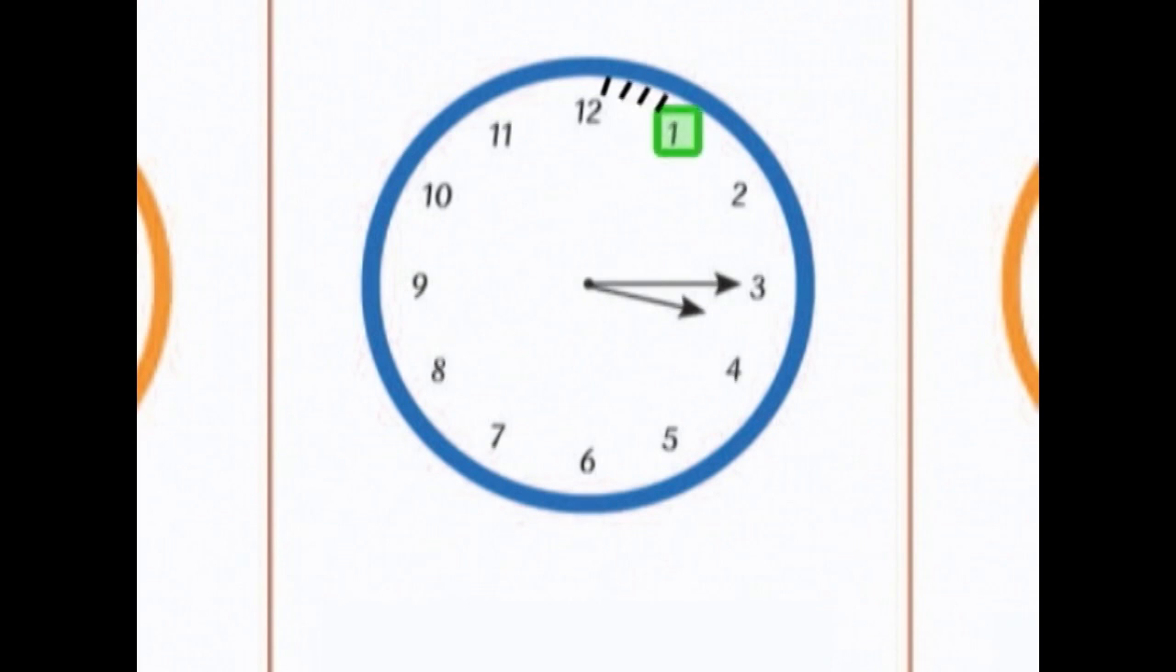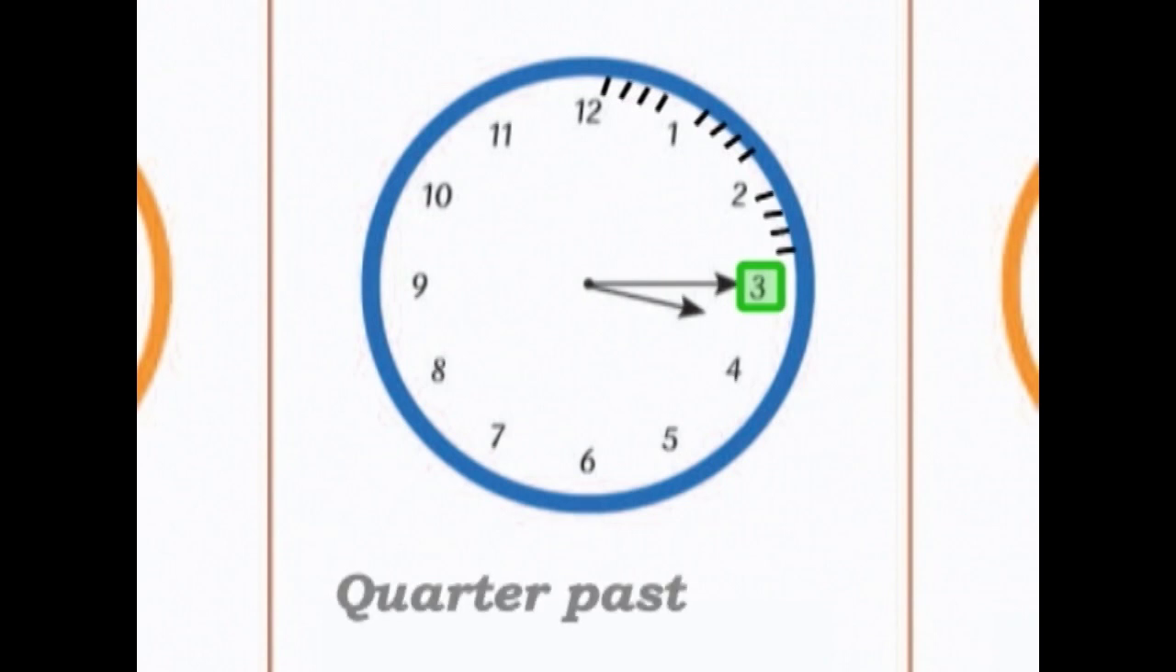And if the big hand points at number 2, we know it's 10 minutes. Let's count. 6, 7, 8, 9, 10. And if the big hand points at number 3, how many minutes is that? Let's count. 11, 12, 13, 14, 15. So 15 minutes past the hour is the same as a quarter past.